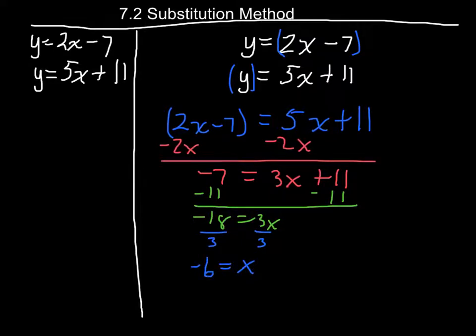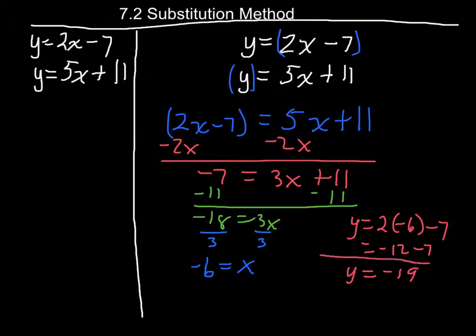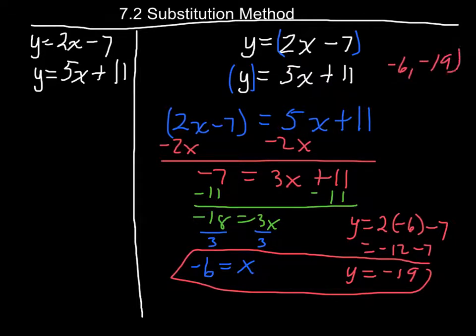So I found my x, and of course I need to go back and find my y, so I can pick either equation that I want. I'll pick the top one. So I have here y equals 2 times -6 minus 7, equals -12 minus 7, so y is equal to -19. So then these would be my x and my y, and my coordinate pair would be -6, -19. Okay, so that is one type of substitution method we could do.